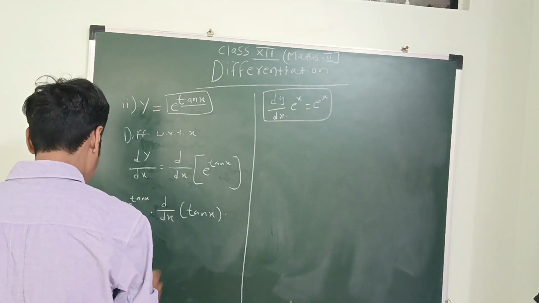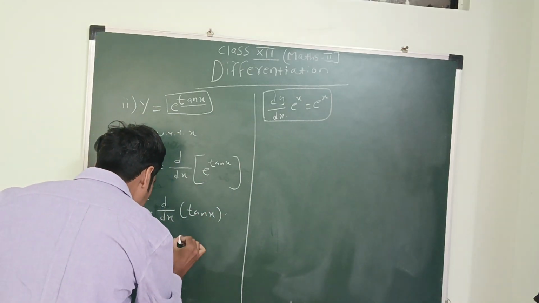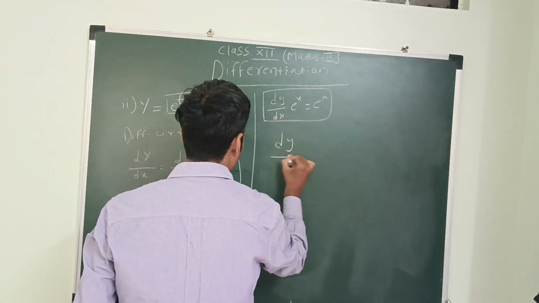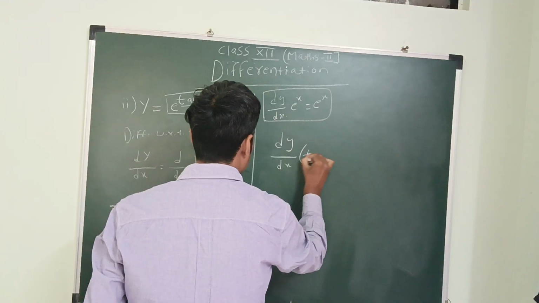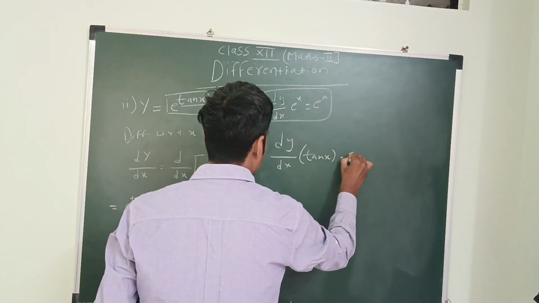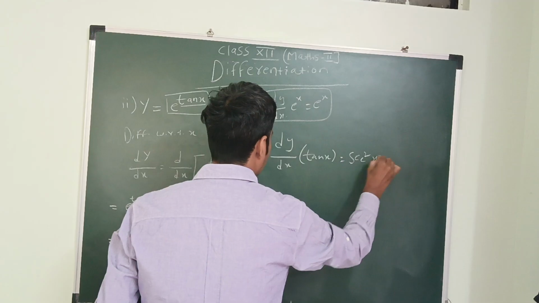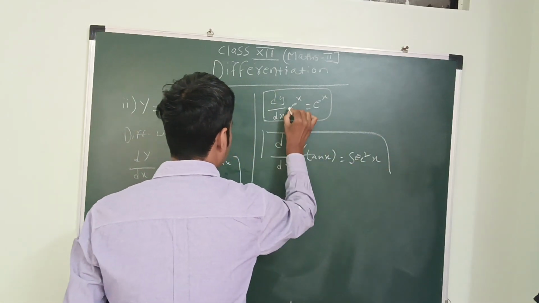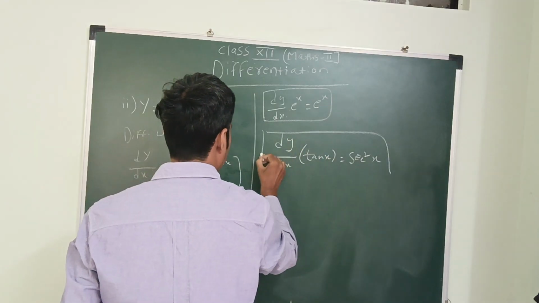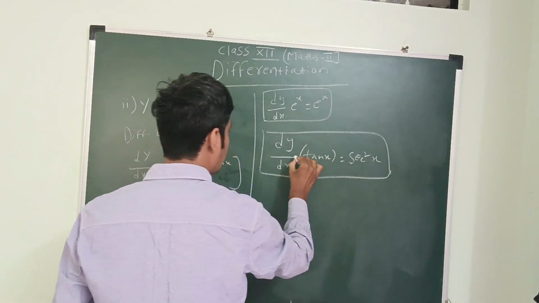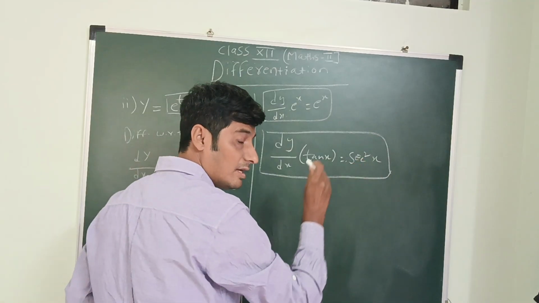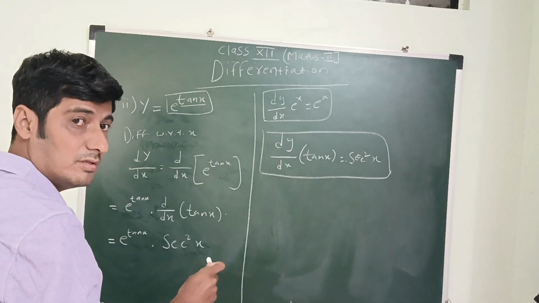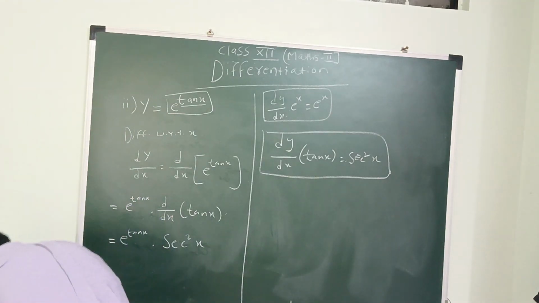The derivative of tan x is sec square x. The derivative of e raised to x is e raised to x itself, and the derivative of tan x is sec square x. Like this way you have to solve these problems. Now let's continue with the next problem.